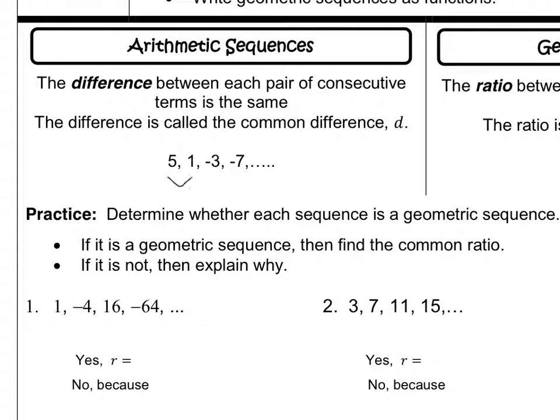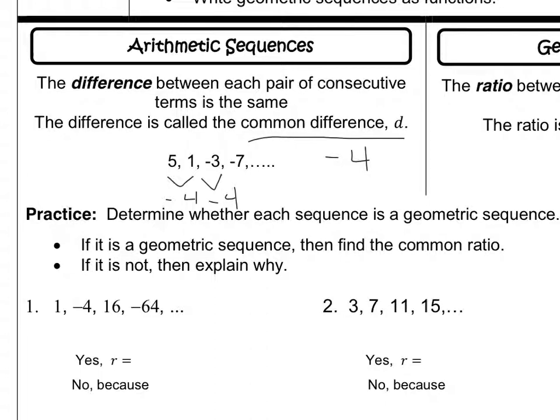So right here, we're actually subtracting 4. And again, we're subtracting 4. So this is an arithmetic sequence. It has a common difference of -4. That's what we subtracted every time.